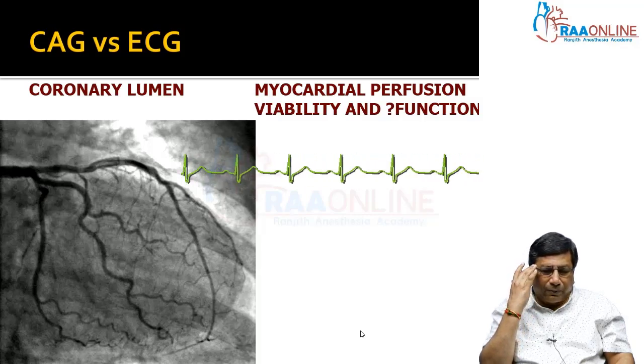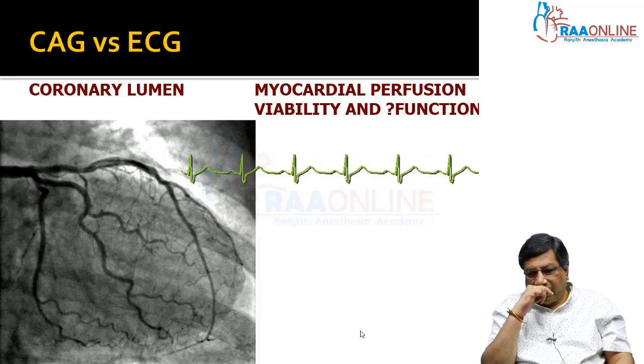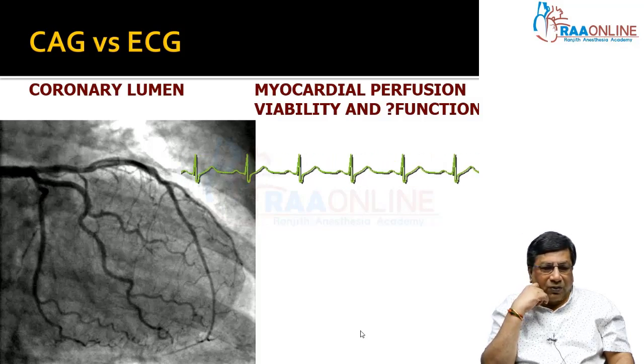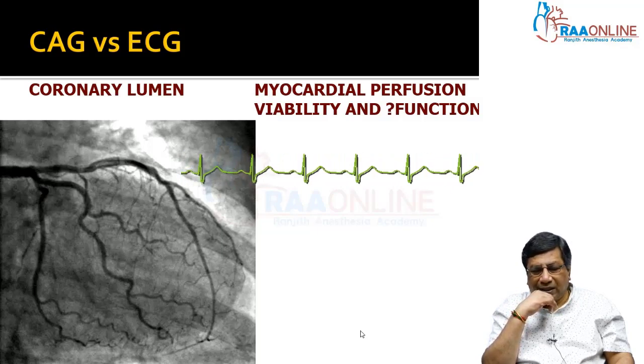The coronary angiogram is primarily done to decide whether to revascularize or not, but the ECG tells you, even for a block in the coronary artery, whether it is worth revascularizing or not, because if the myocardium is not viable, there is no point in revascularizing. And it also tells you whether revascularization will give benefit or not.